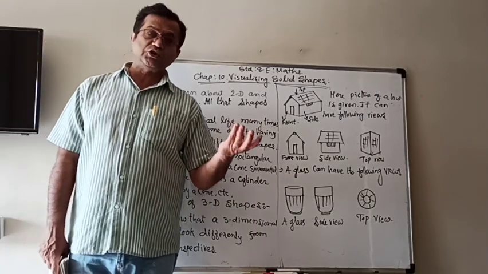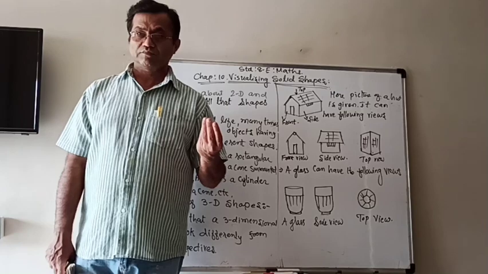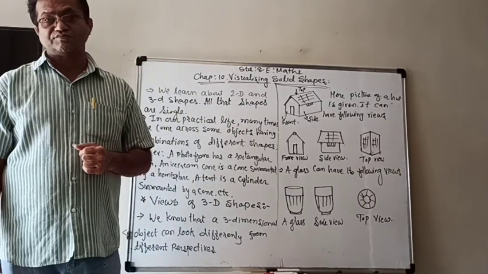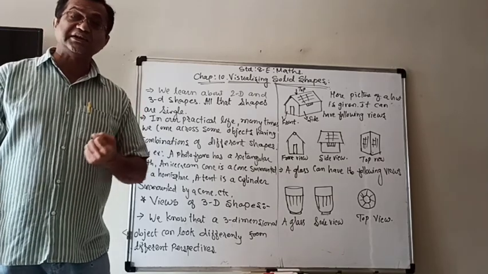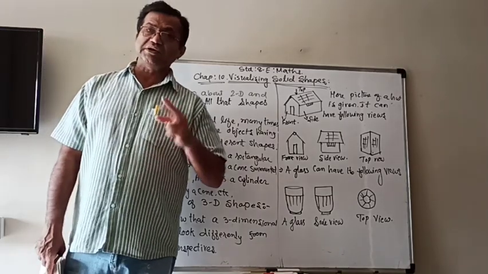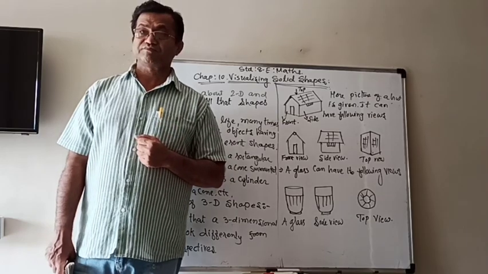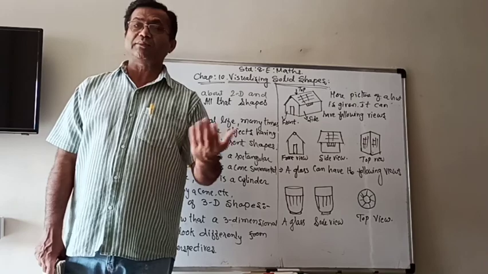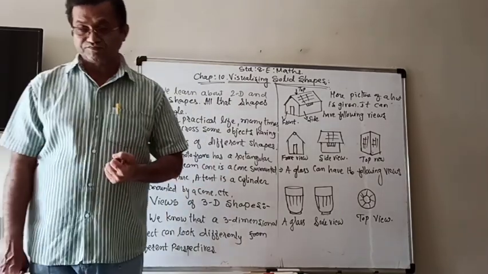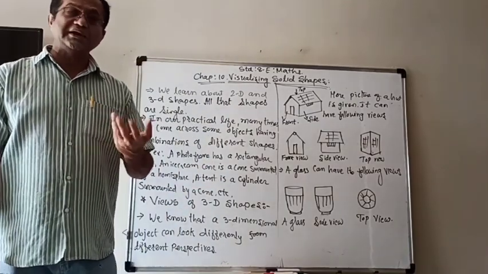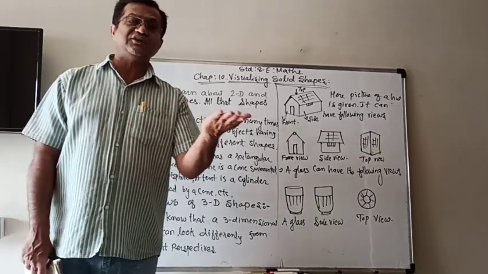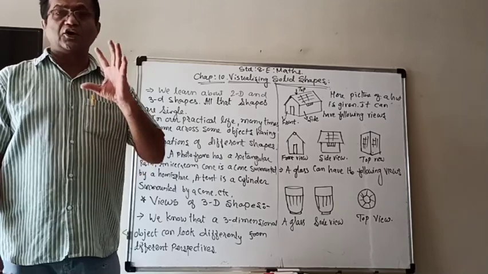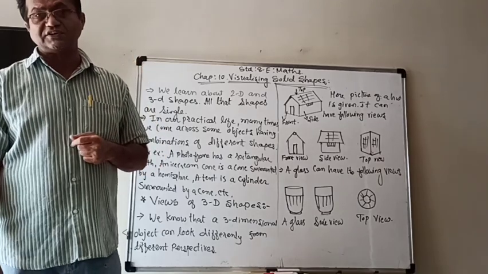For example, if you take cubes and cuboids, they have plane surfaces. But if you take a cylinder, it has three surfaces. One is the curved surface, and the top and bottom are plane, circular surfaces. Similarly, a cone also has a curved surface and a flat plane surface. A sphere only has a curved surface.